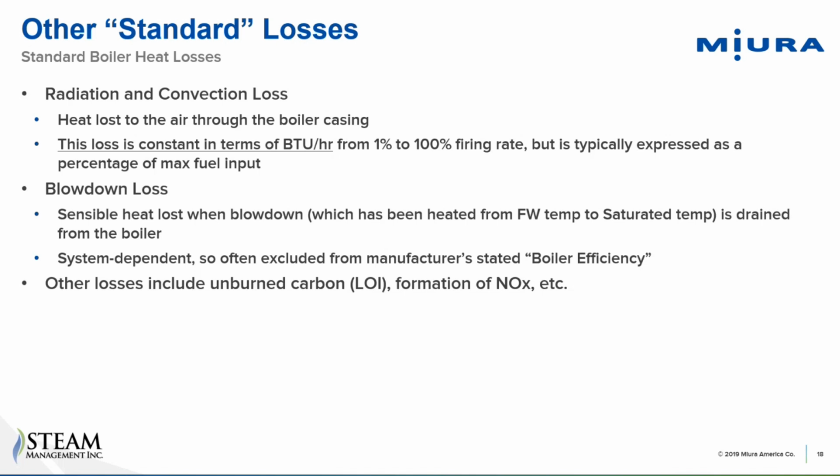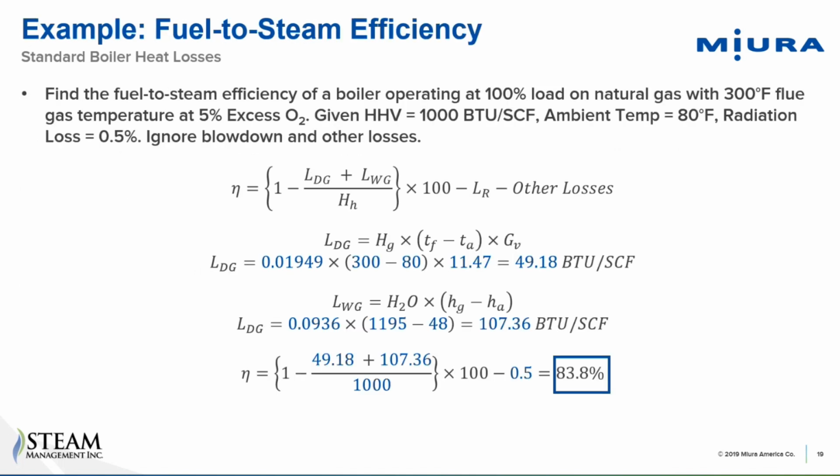Some other losses that PTC4 talks about are unburned carbon or LOI, loss on ignition, and formation of NOx. There are a few others that are relatively small when you look at the whole amount of losses in the boiler. For an example, let's find the fuel to steam efficiency of a boiler. We're going to say it's operating at 100% load on natural gas with 300-degree flue gas temperature and 5% excess O2. We're going to say the higher heating value of that fuel is 1,000 BTUs per SCF.